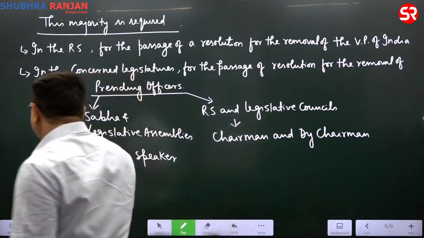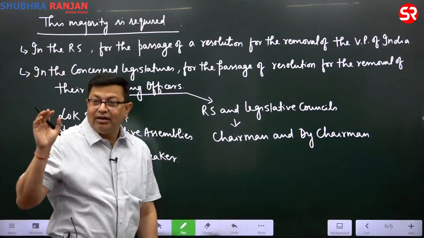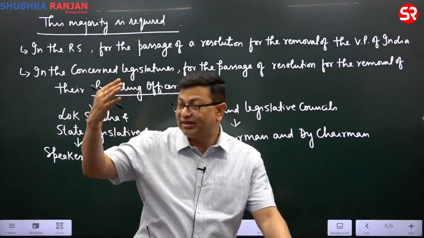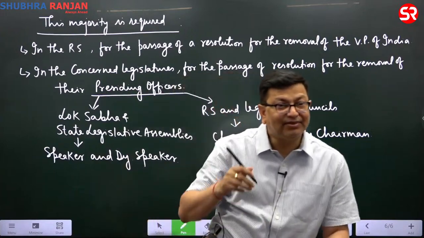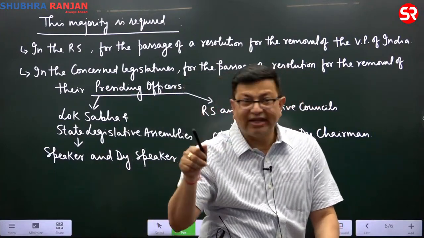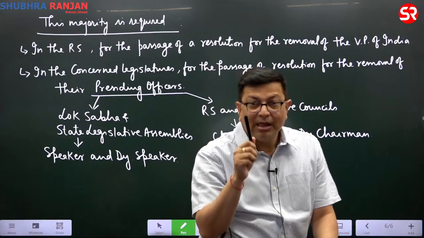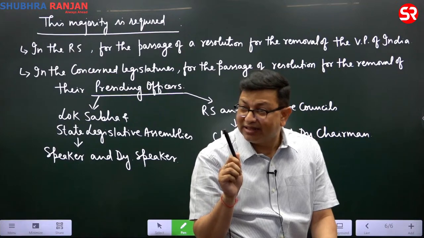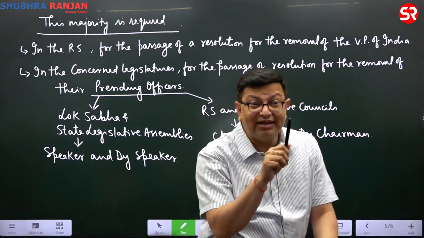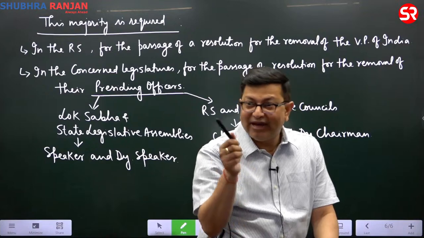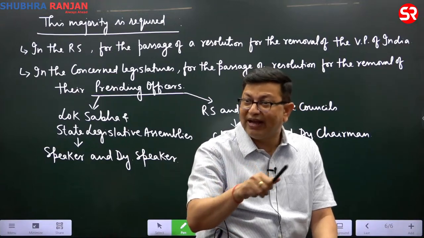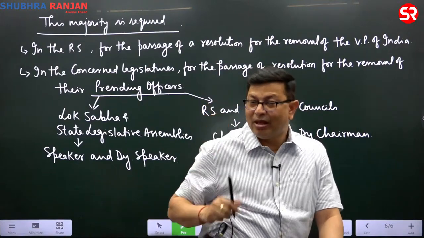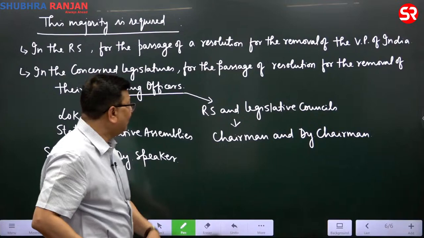So simple majority: the members who are present and voting, more than 50% of them will be counted. Then absolute majority: the total strength will be taken into consideration. And effective majority: the vacancies will not be taken into consideration. In absolute majority even the vacant seats were taken into consideration. 543 means 543, 245 means 245. Whether some seats are vacant, it hardly matters, but here the vacant seats will not be counted.